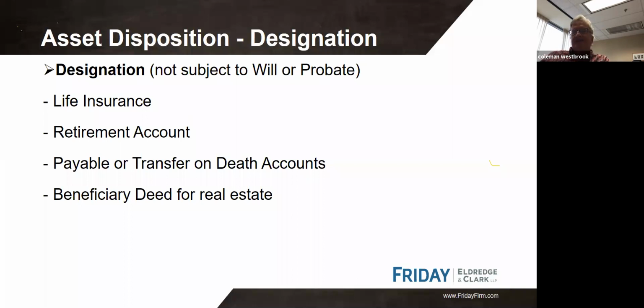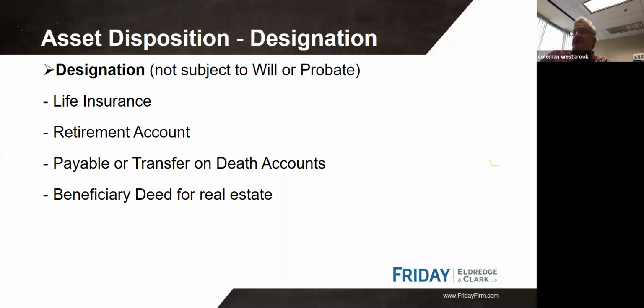With investment accounts, bank accounts, savings accounts, you can typically do a payable or transfer on death designation. Again, anytime you open an account or have an account, you probably want to consider making some kind of designation as to what happens on your death with regard to those accounts, and then also remembering what you've done, in case you ever want to change it.